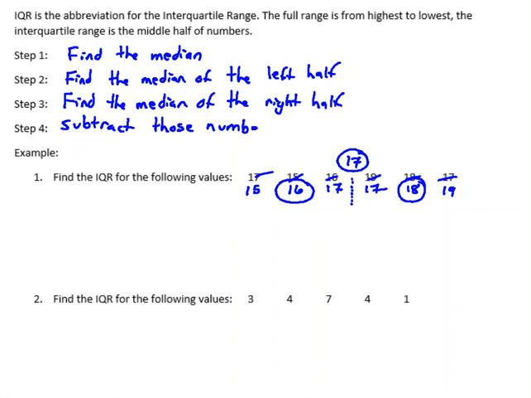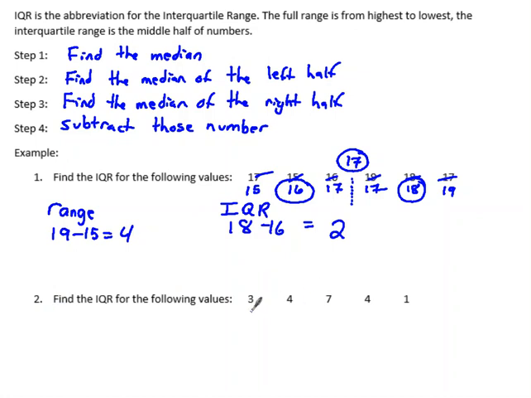And then the last step is we are going to subtract those numbers. So I'm going to say 18 minus 16 is 2 spaces apart. So that interquartile range is 2. Just as a side note, the range itself is from highest to lowest. So that's from 19 to 15, which is 4 apart. And the interquartile range in this case is 2 apart.